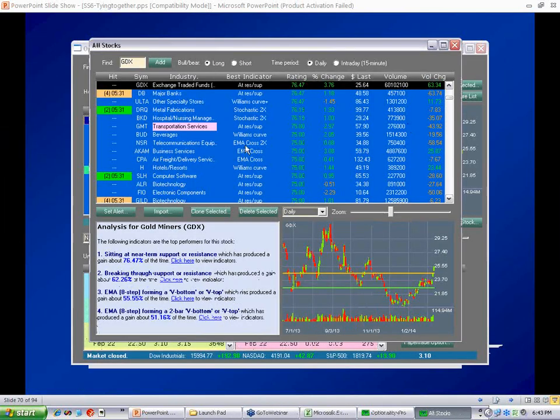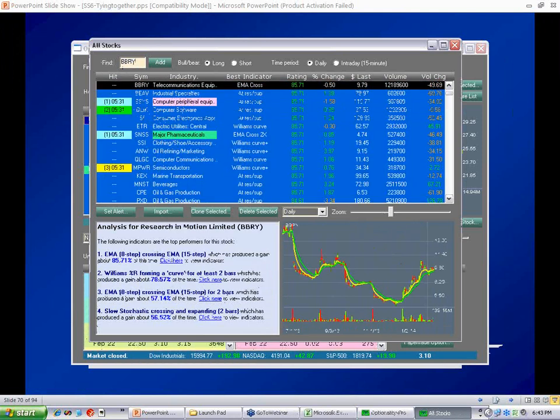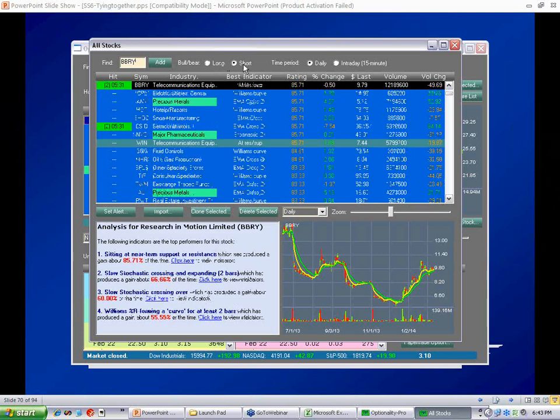BBRY short or put options was another nice winner. Let's look at that real quick. See how signature would have helped us. Okay, first of all, BBRY had a nice fat bear score. But in addition to that, folks, let's look at the short side, okay? The short side, its number one indicator was sitting at near-term support or resistance.